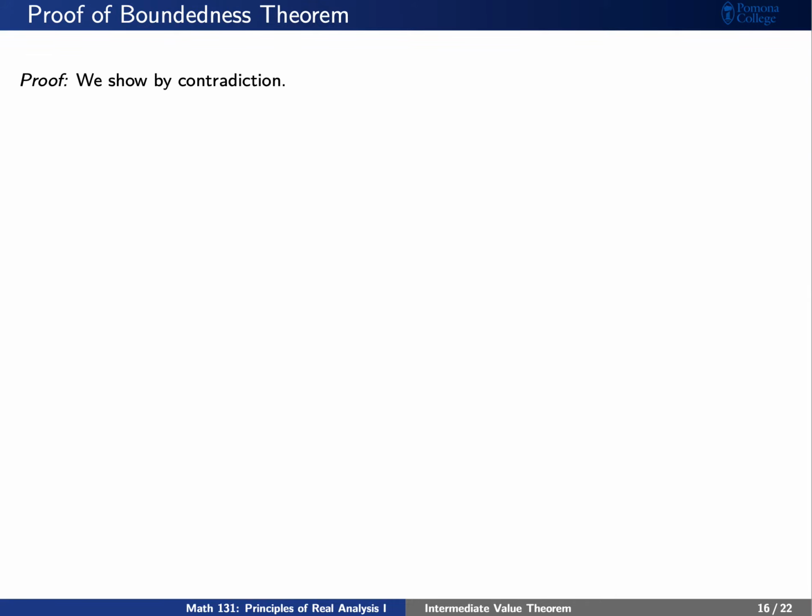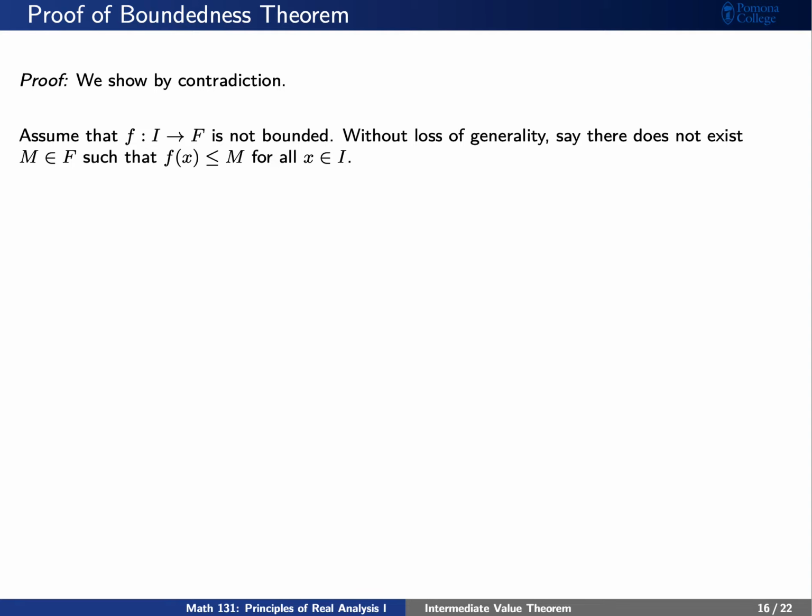Now let's discuss the boundedness theorem. Recall that we have to find bounds lowercase m and uppercase M for our function f. Let's assume, by way of contradiction, that f is not bounded. Without loss of generality, let's say that there is no uppercase M such that f of x is less than uppercase M for all x in our closed interval I.